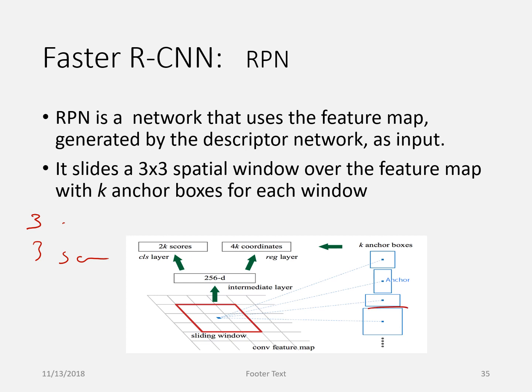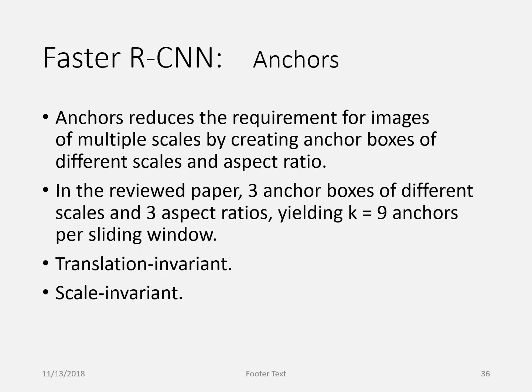Here you see a sample of different anchor boxes of different scales and aspect ratios. We will see now how anchor boxes work. Anchor boxes reduce the requirement of images for multiple scales by creating anchor boxes of different scales and aspect ratios on the same feature map. So instead of creating feature maps of different scales, we just create anchor boxes of different scales from the same feature map with a 3x3 sliding window.